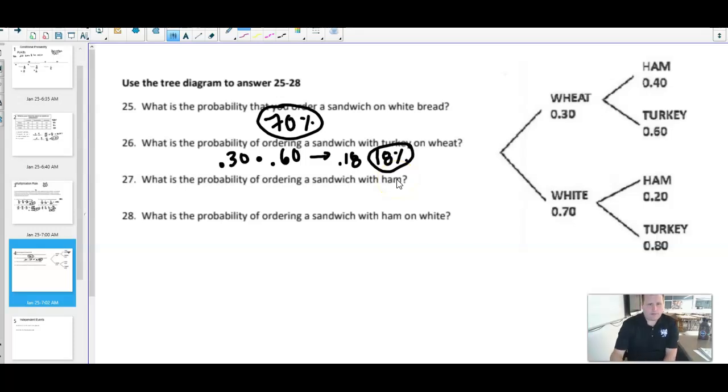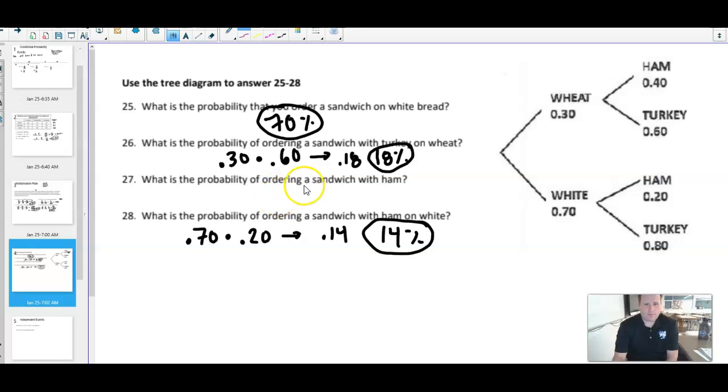Let's actually look at this last one first, and then I'll come to this next one. So this last one wants a ham on white. I'm just going to follow the line. White is 70%, and then ham is 20%. So I'm going to go 0.70, and I'm going to multiply that by 0.20. That is going to give me 0.14, or a 14% chance of that occurring. Okay, so just follow the line. It's actually a lot easier, I think, with tree diagrams.